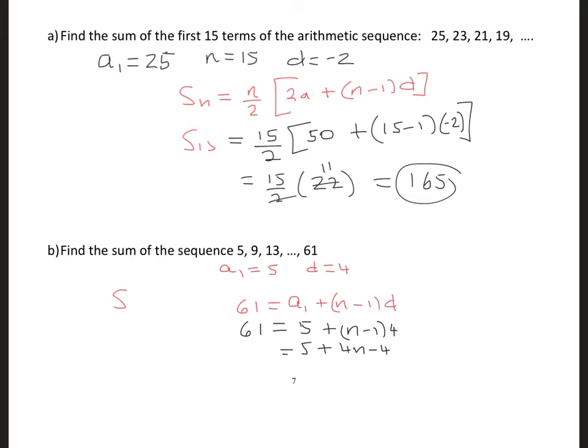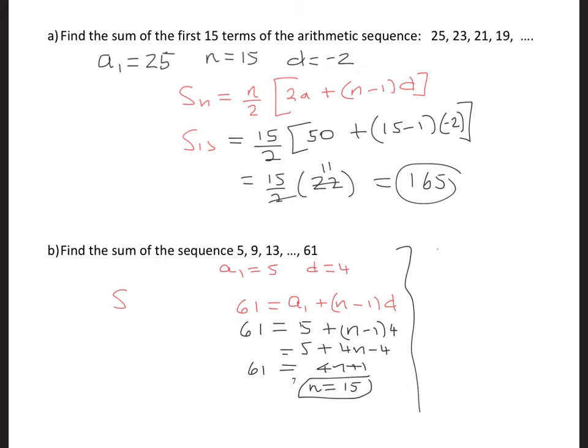So 4n plus 1 is equal to 61. So n is equal to 15. So I'm looking for the sum of the first 15 terms.